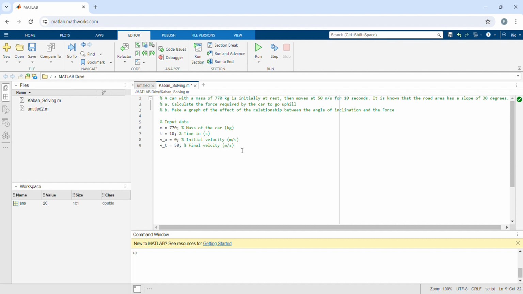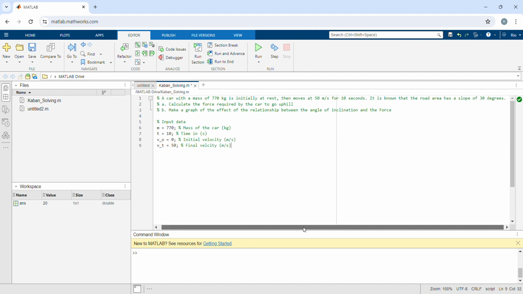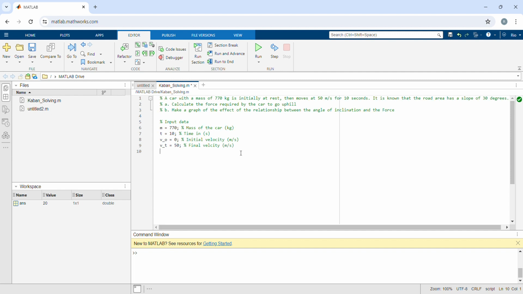Is there any information that we miss? Oh yeah, the slope. Let's write the slope as d. The d is 30 degrees. This is the slope. We can just write it as slope, and then don't forget to calculate.